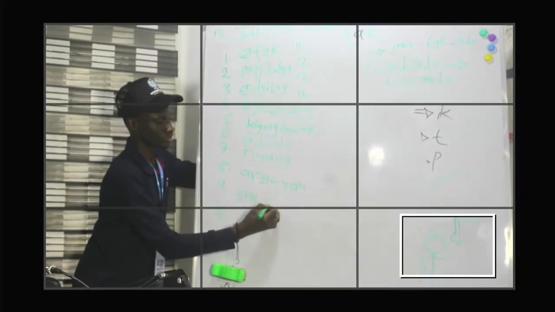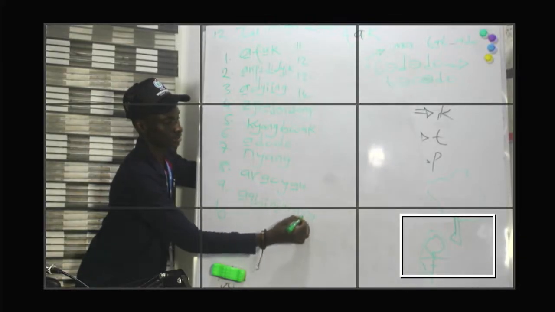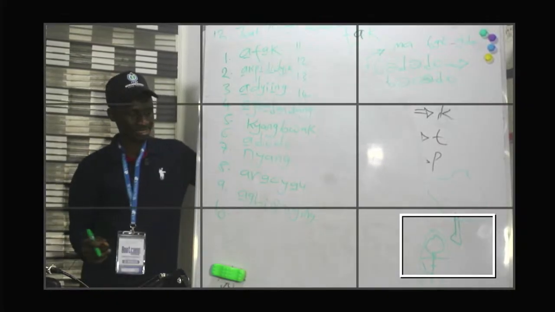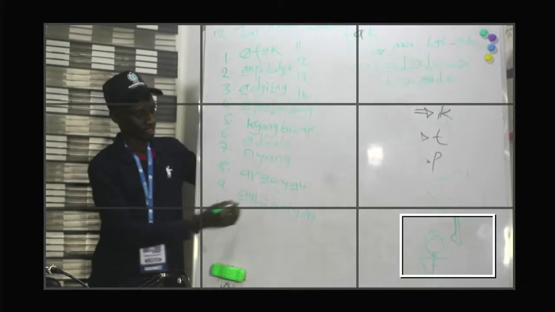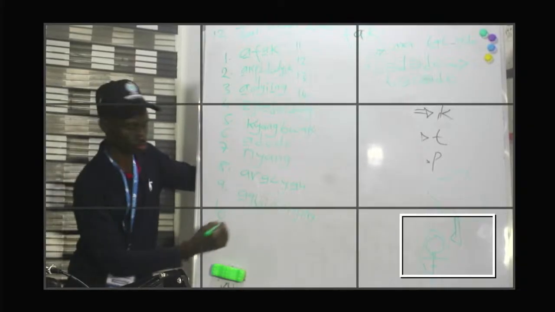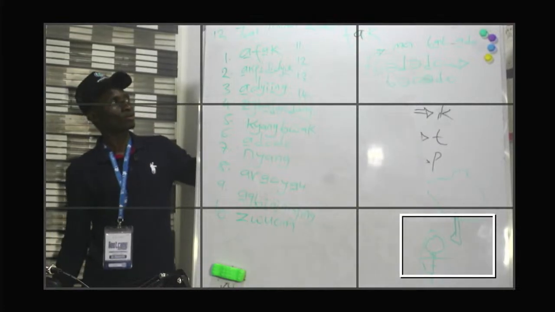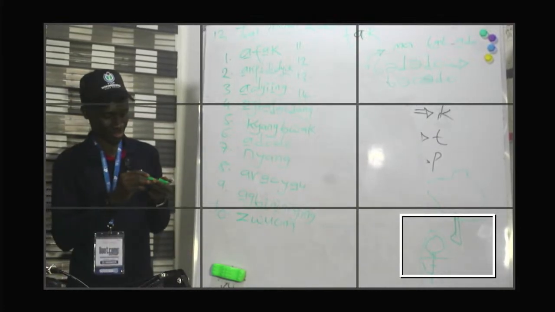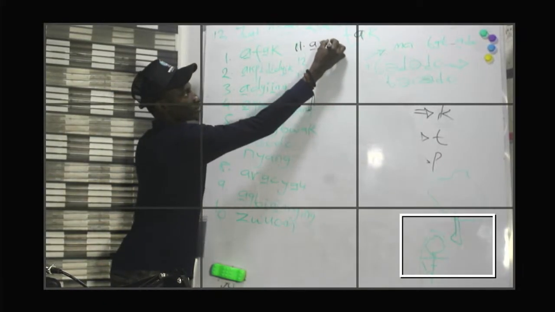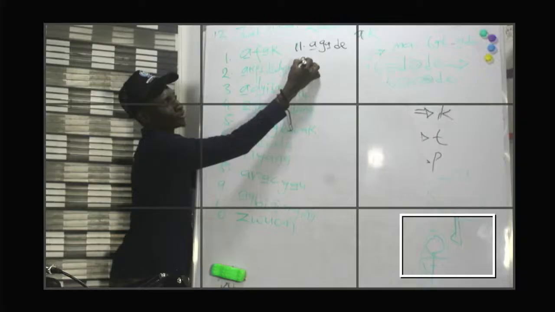Abunin. Then number 10. Drum. Okay, drum. Then number 11. Agadi. Then number 12.